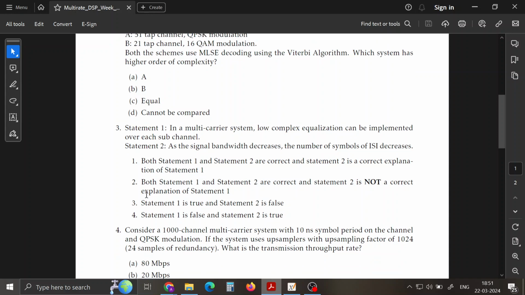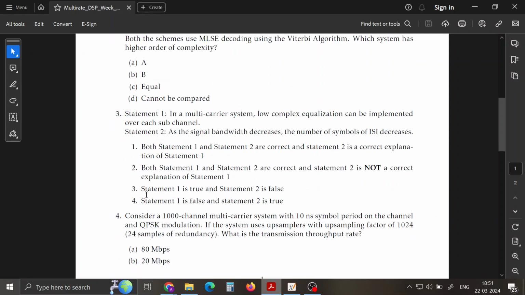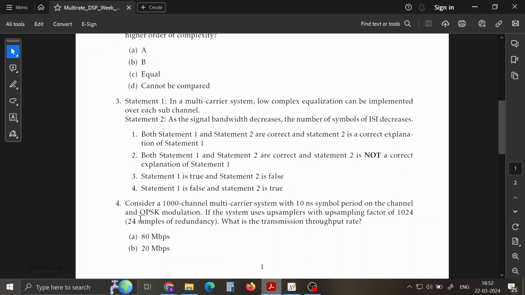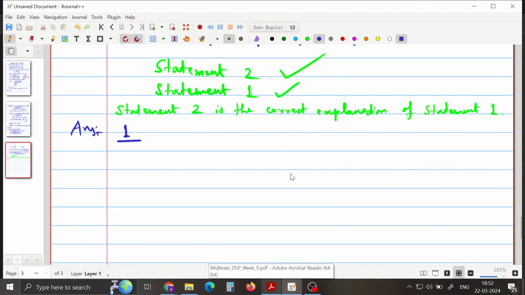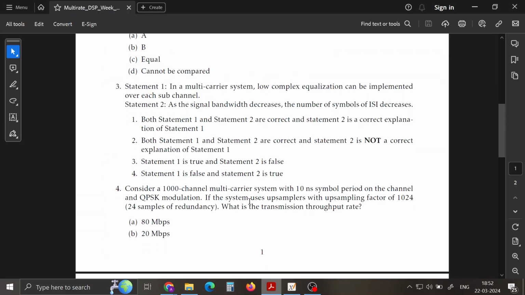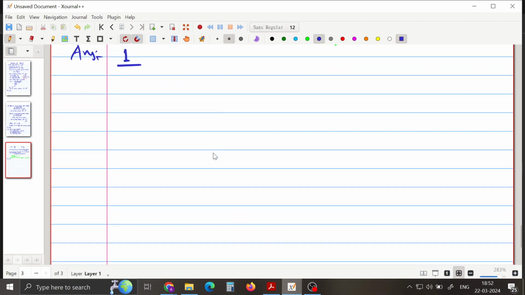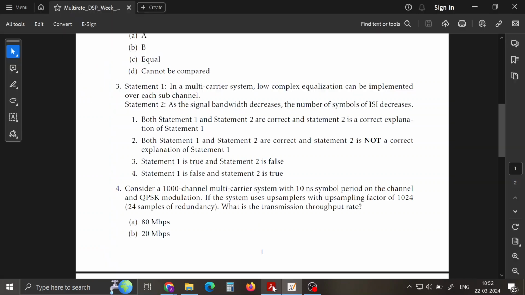Here the options are actually numbered 1, 2, 3, and 4 instead of A, B, C, and D. I don't know if that's a typo or not, but let's stick to the format. So option number 1 is correct. Great. Now let's look at the fourth one. All these problems are pretty simple. So for the fourth one, please read the question.